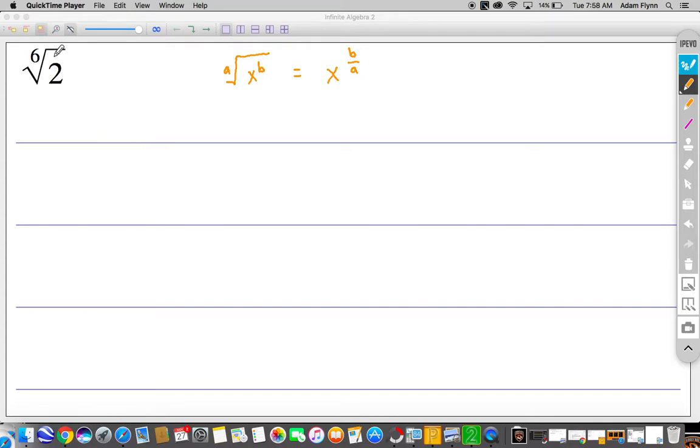So right now for this problem, the sixth root of 2, it appears as if there is no b term. Remember, if it appears that there is no b term, we say it has a b term of 1. So in this case my b is 1, my a is 6, so I can rewrite this as 2 to the 1/6. That's all we have to do.